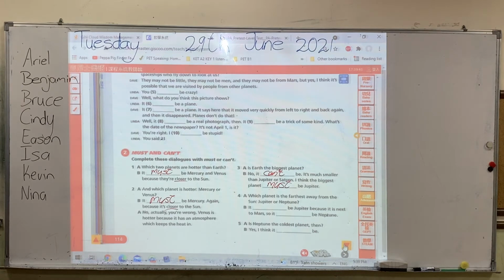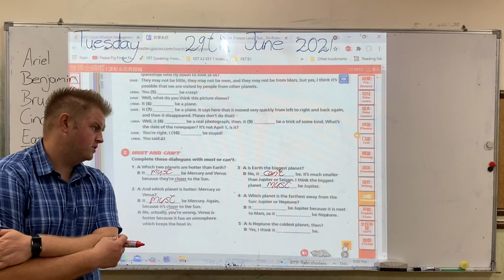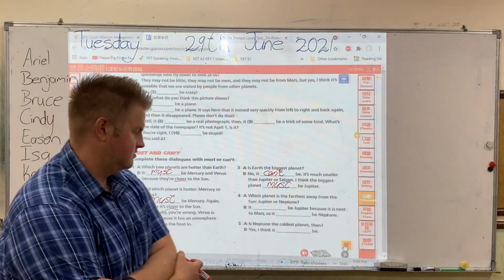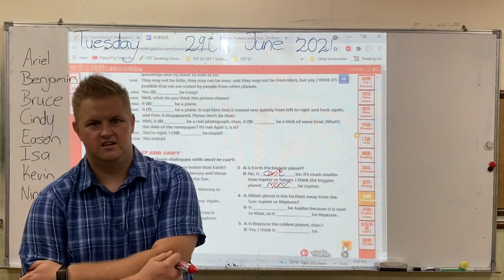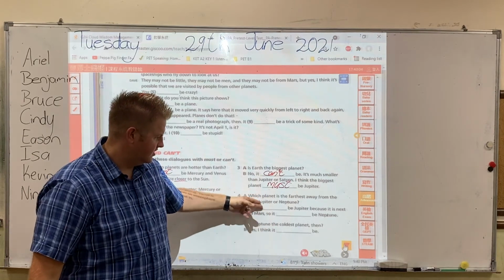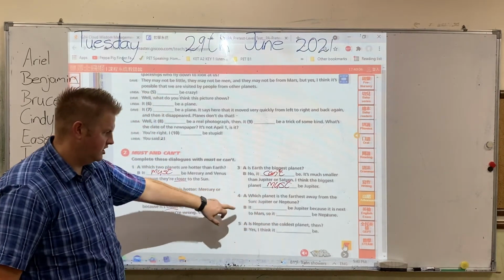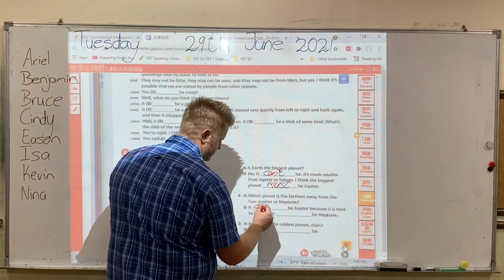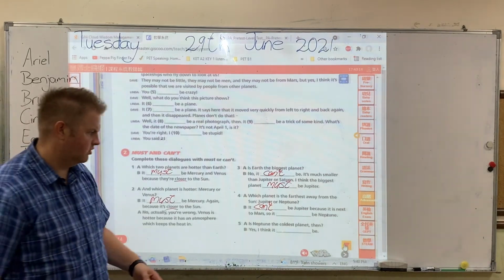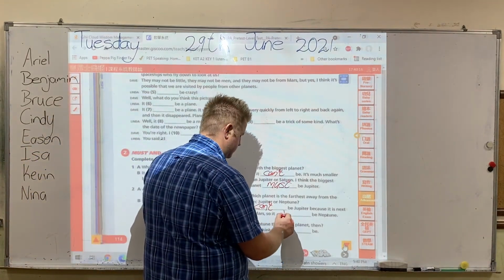It must be Jupiter. Number 4. Which planet is the furthest away from the Sun? Jupiter or Neptune? It can't be Jupiter because it's next to Mars. So it must be Neptune. So here we have first the negative and then the positive. So it can't be. It can't be Jupiter because it's next to Mars. So it must be Neptune.